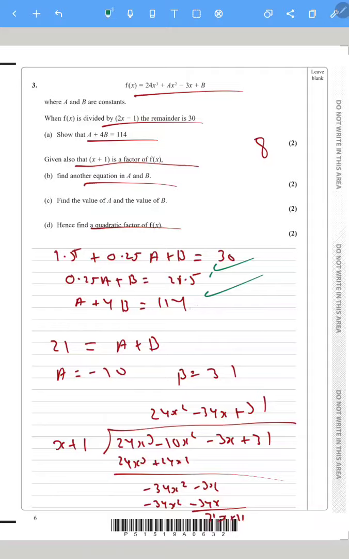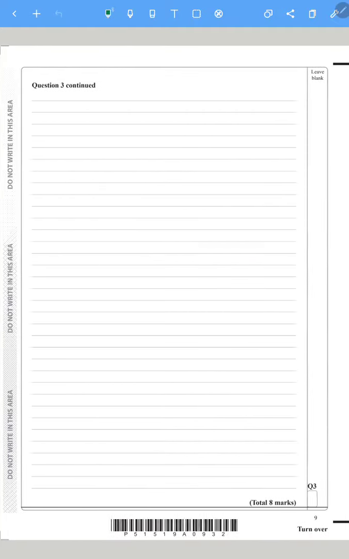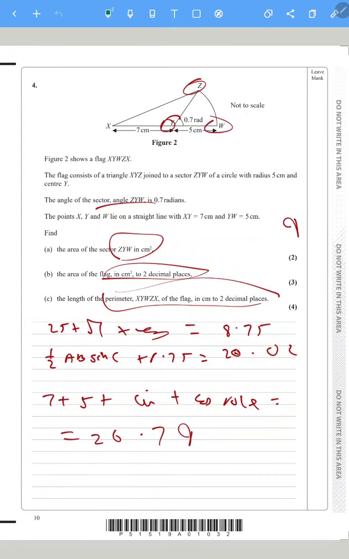B, another equation. A plus b equals 21. Yep, I have actually written that down. A is minus 10, b is 31. Yep. And then obtain 24x squared minus 34x plus 31. Yes. So that is all A there. To be fair, you did expect this when you clicked on the video. So 26.79. So yes. Area of the flag 20.02. That's a pretty nice number, to be fair. And 8.75. Perfection.